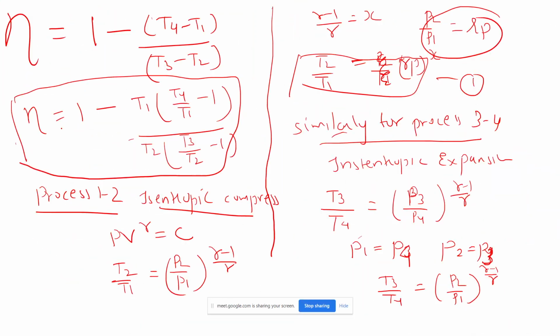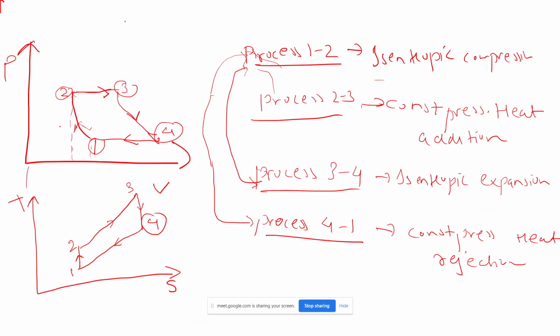Okay, so what is the net work output which we can write from this cycle? Tell me, what will be the work output? CP T3 minus T4. Yeah, CP T3 minus T4 minus CP T2 minus T1. Yeah, that's right.